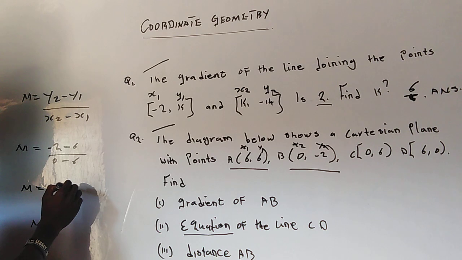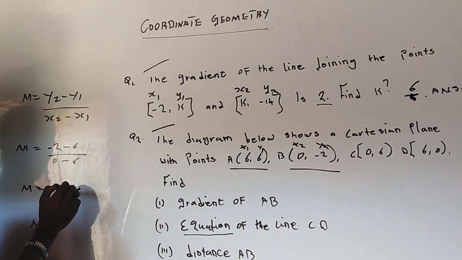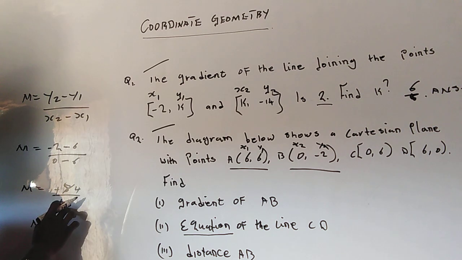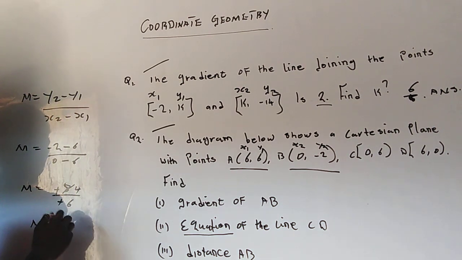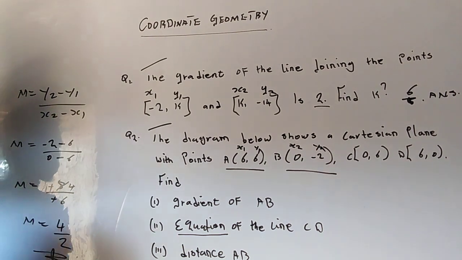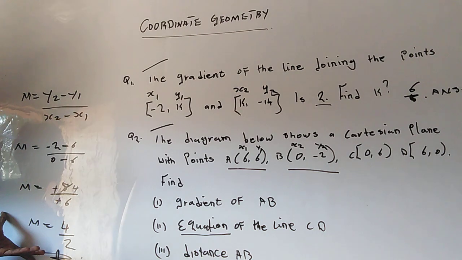This one I'm going to say 4. How many times can 2 go into 8? It goes 4 times. How many times can 2 go into 6? It's going to go 3 times. So I'm going to have 4 over 3. So this is my gradient, 4 over 3.